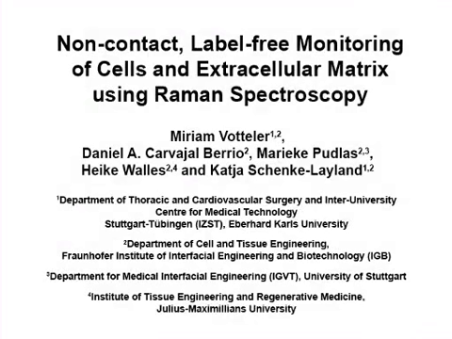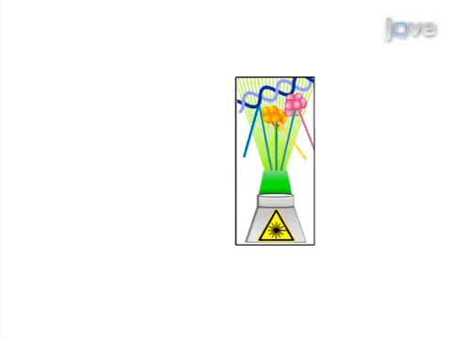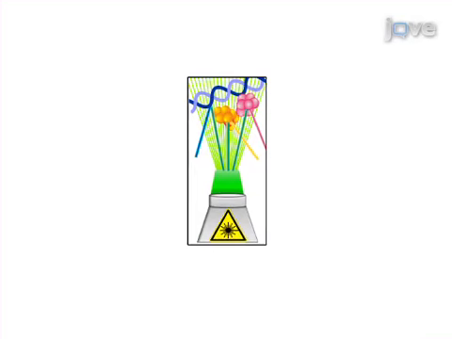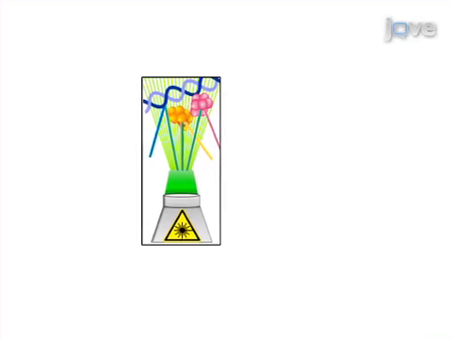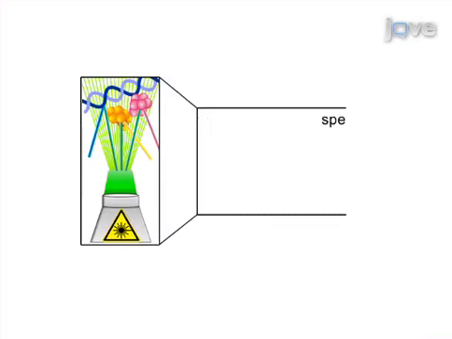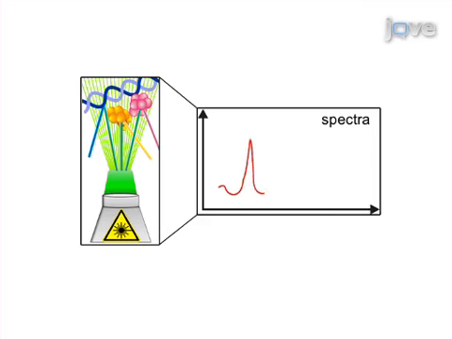The overall goal of this procedure is to monitor cells and tissue through a non-contact and marker-free method. This is achieved through Raman spectroscopy, a laser-based technology that detects the inelastic scattering of monochromatic light, producing a typical spectral pattern for each biological sample based on its inherent biochemical composition.